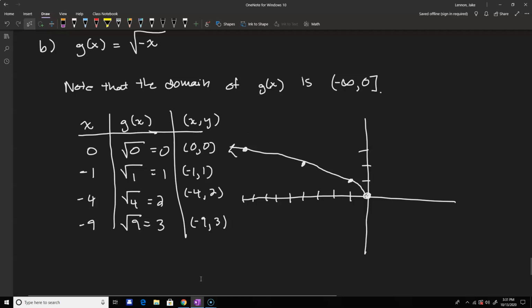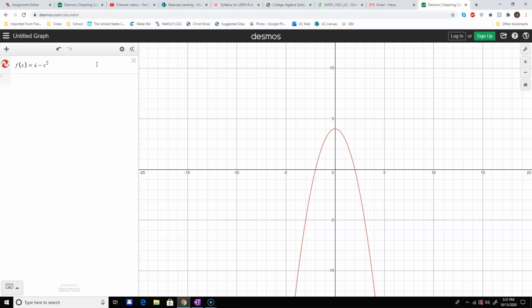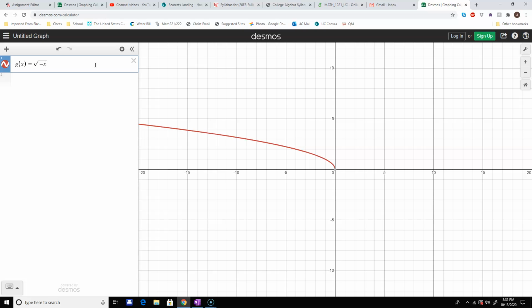Okay, so we can go back to Desmos and check and see if that's really what it looks like, if we did everything okay. So this is the square root of negative x, and we get that picture going that way. So that's it for kind of connecting or writing down our formulas to creating the table, which gives us a list of ordered pairs, to graphing that on the plane.